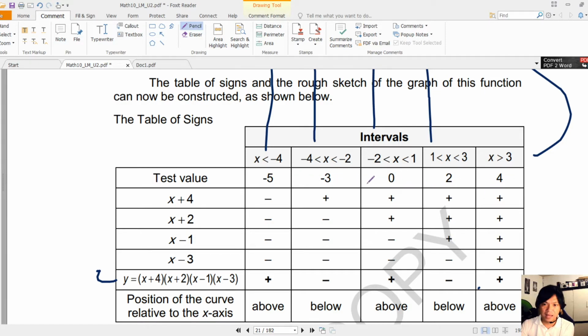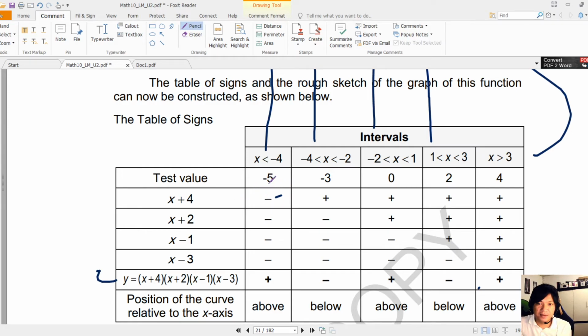Identify na natin yung mga values na kailangan nating i-test. Now, if we're going to substitute each value dito sa ating mga factors ng ating polynomial function, tingnan natin kung ano yung magiging sign ng number. Sige. When x is equal to negative 5, i-substitute natin siya dito. So, negative 5 itong x, di ba? Negative 5 plus 4 is negative 1. So, since the sign of negative 1 is negative, ang nilagay dito is negative. Okay?